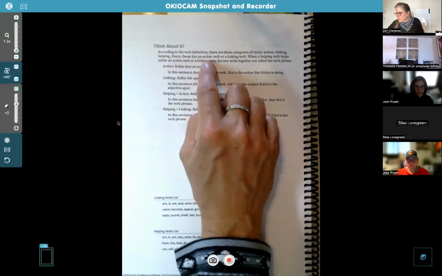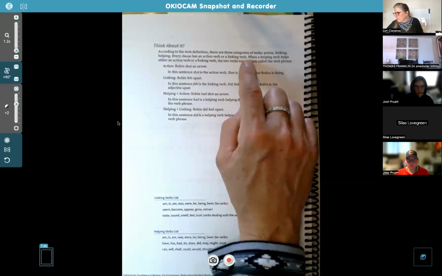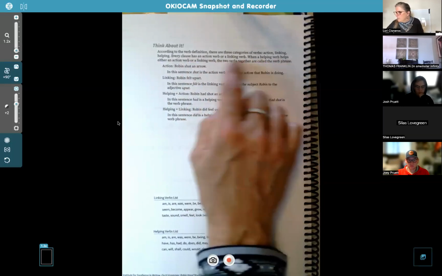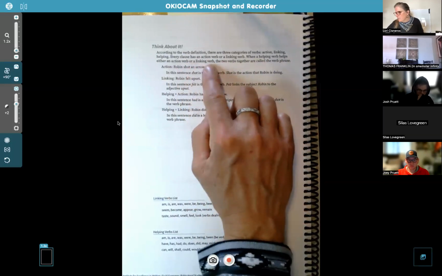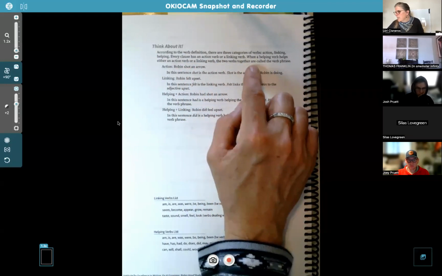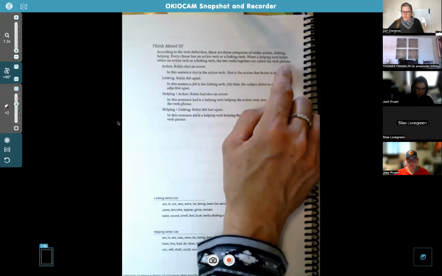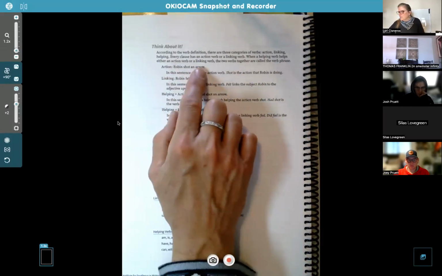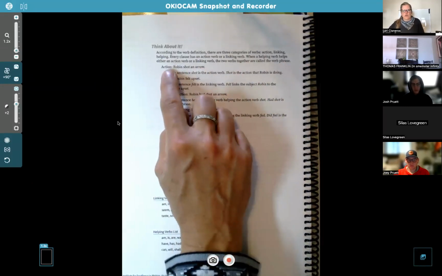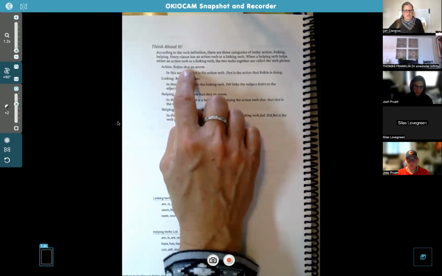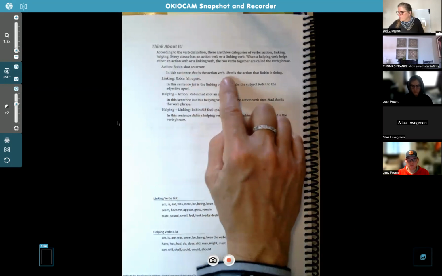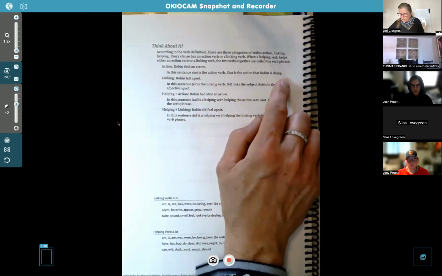Every clause has an action verb or a linking verb. When a helping verb helps either an action verb or a linking verb, the 2 verbs together are called the verb phrase. Here is an example of action. That's the easiest one to identify. The action is Robin shot an arrow. So that verb shot is an action. In this sentence, shot is the action verb. Shot is the action that Robin is doing.